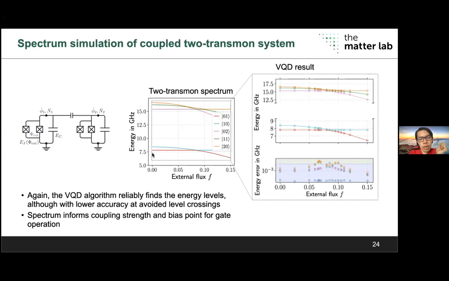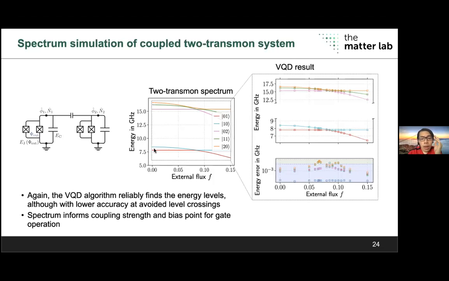It's easy to see here, right? 0, 1 means you have a state of zero in the left transmon and an excited state in the right transmon. 1, 0 means the left transmon is in the excited state, and the right transmon is in the ground state, right? And 0, 2 follows the same logic: the left transmon is in the ground state, but the right transmon is in the second excited state, and so on and so forth.